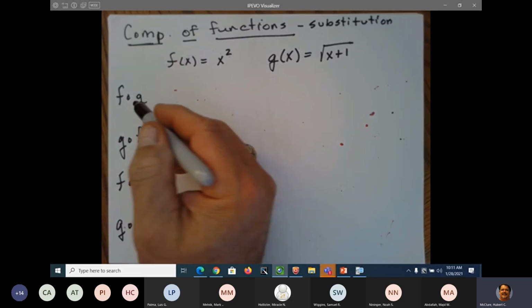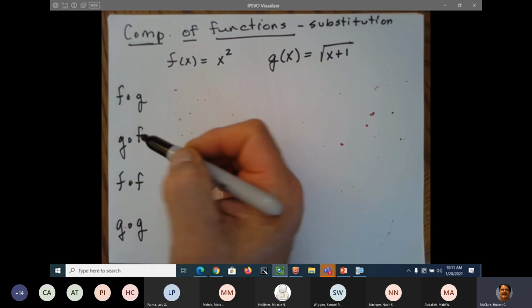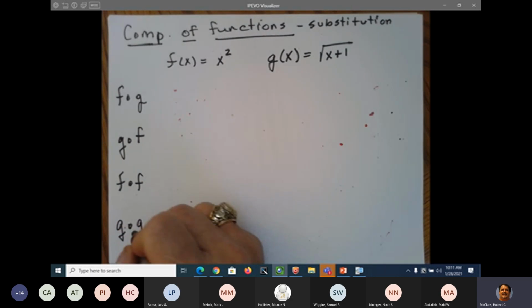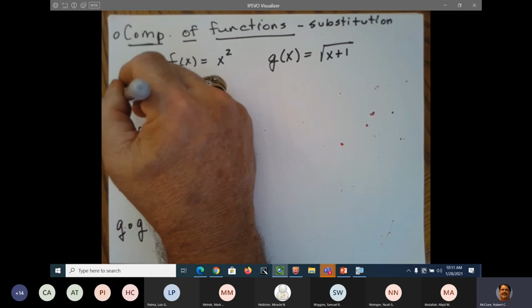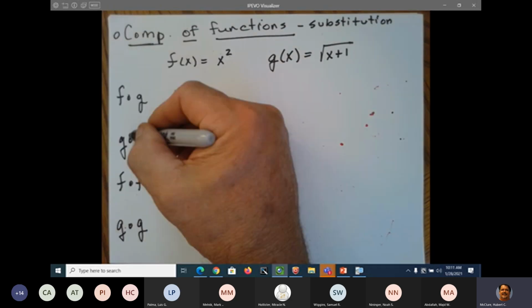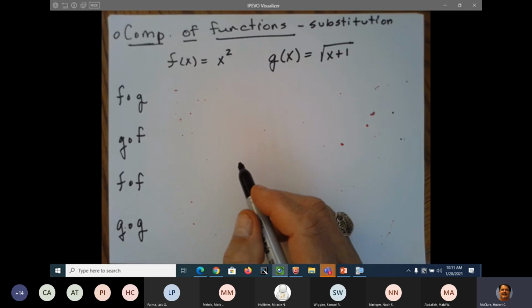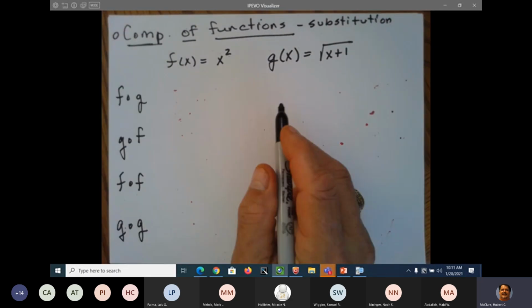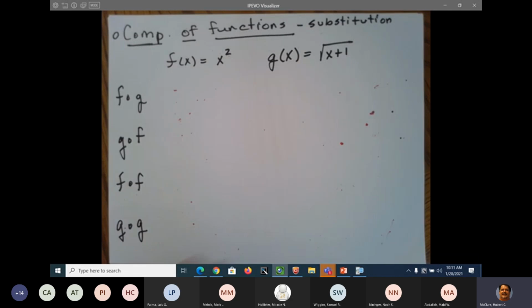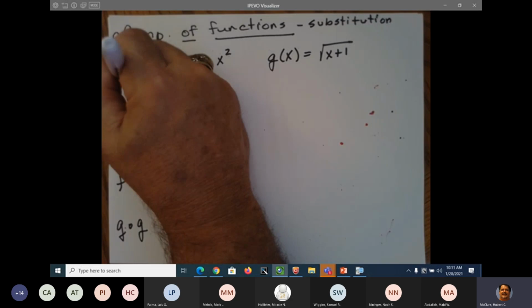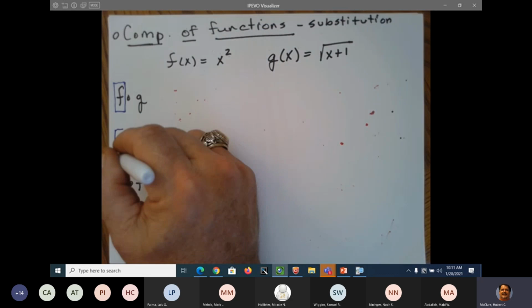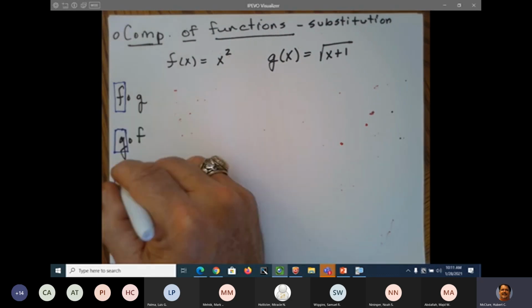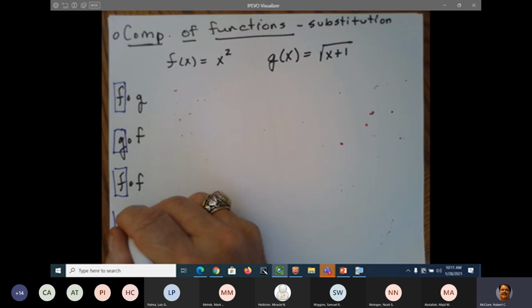Find f composed of g, find g composed of f, find f composed of f, and g composed of g. An open circle, instead of, you might think this is a multiplication symbol. It's not. It's an open circle in the middle, and that usually means composition of functions. So I'm going to take a blue marker, and I'm going to highlight the f and the g in blue, the f and the g.